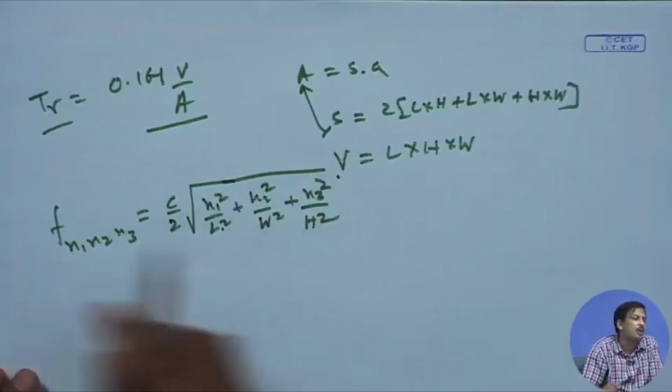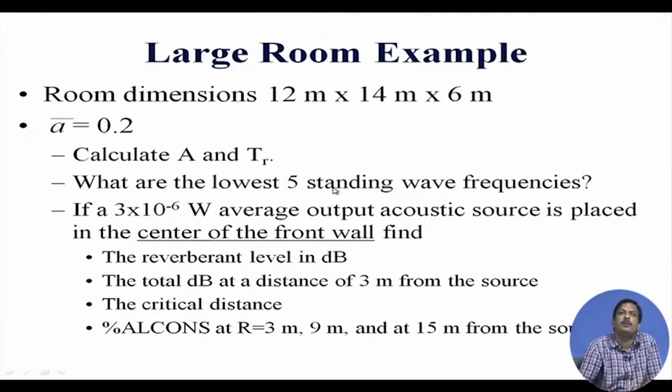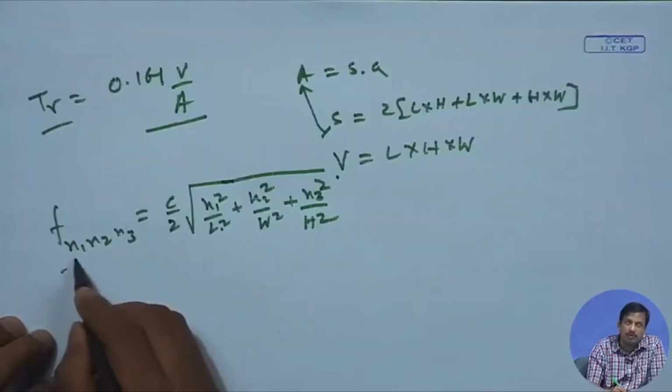So, if I say lowest 5 standing wave frequencies, what is the lowest frequency? The f will be lowest when all are 0.